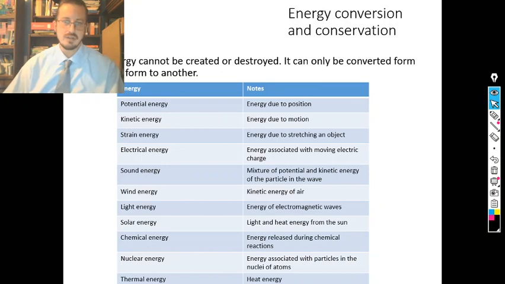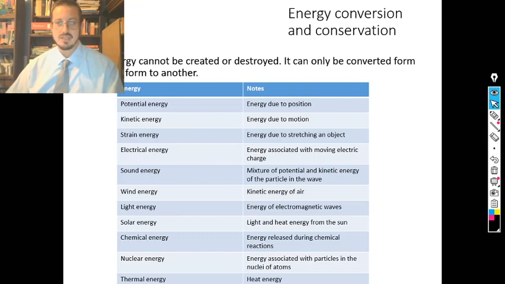Electrical energy is energy associated with moving electric charge. Because those charges are moving, there's a current, a flow of charge. That would be an example of kinetic energy. Sound energy is a mixture of potential and kinetic energy of particles in a pressure wave, so sound energy being propagated through air or water. Wind energy is kinetic energy of air.